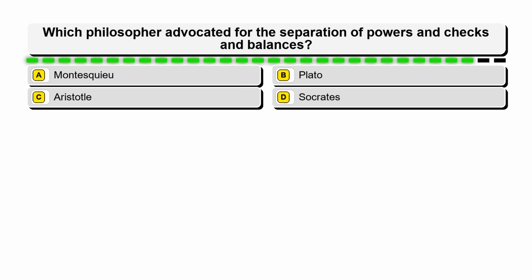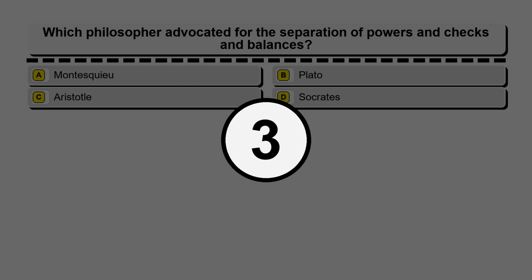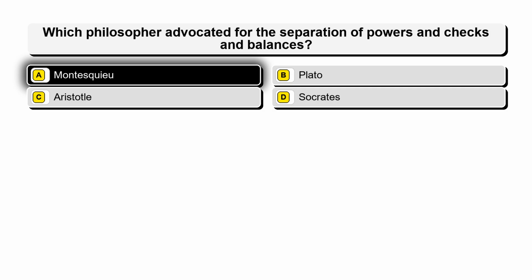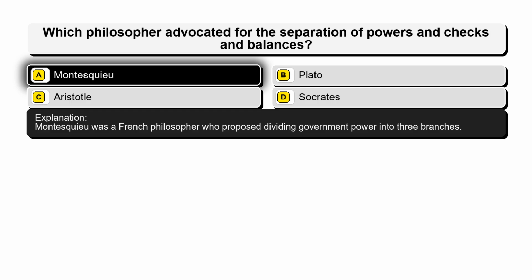Question 85. Which philosopher advocated for the separation of powers and checks and balances? Option A. Montesquieu. Option B. Plato. Option C. Aristotle. Option D. Socrates. The correct answer is option A. Montesquieu. Montesquieu was a French philosopher who proposed dividing government power into 3 branches.